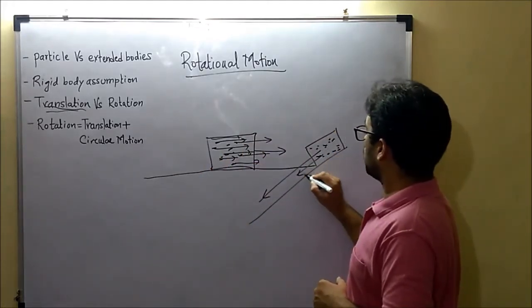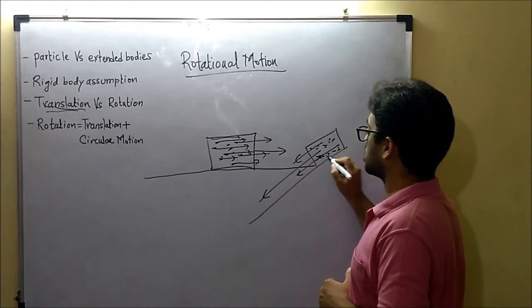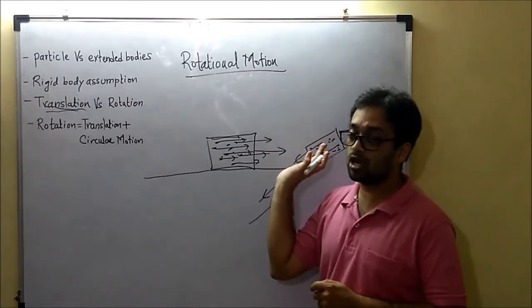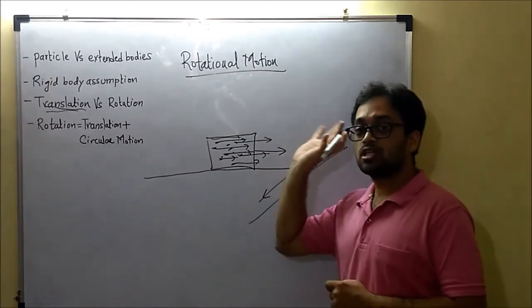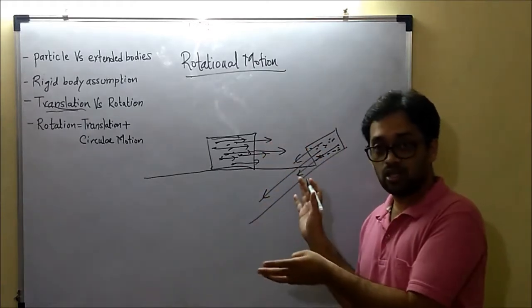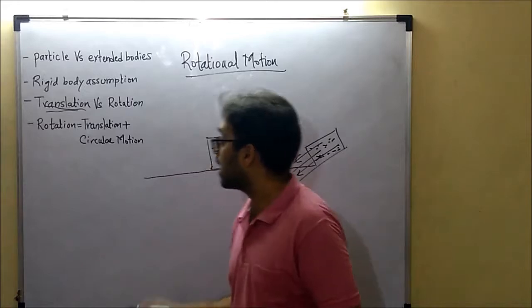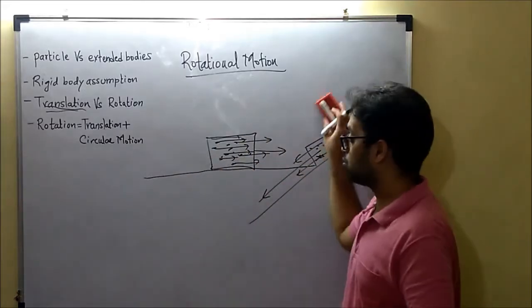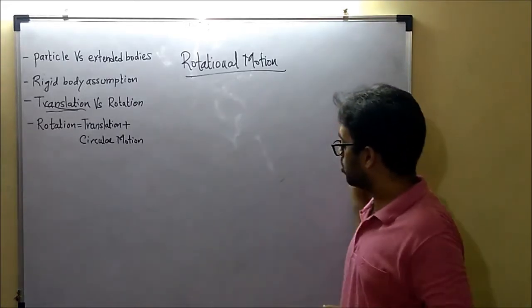Here, whatever velocity a particle has, let us say 7 meters per second, all the particles will have the same velocity, same acceleration, same position, same displacement, everything will be same for all these particles of the same body. In that case, we call it a translational motion, which we have been discussing for so long.